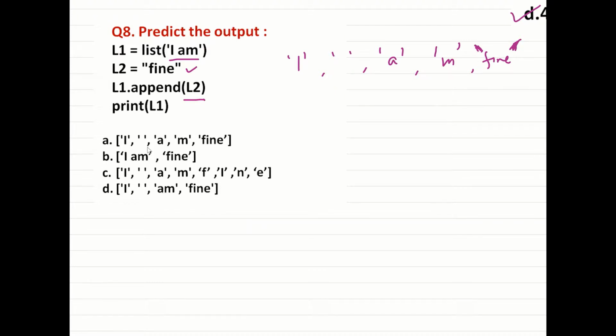So I, space, comma, am, find. This is the correct answer. As this is not a string, it will not come like this, so this is also wrong. And find is also a combined string, so this is also wrong. And I am find cannot be stored in list format. So this will be the correct answer.